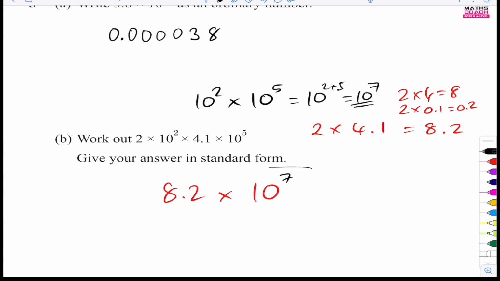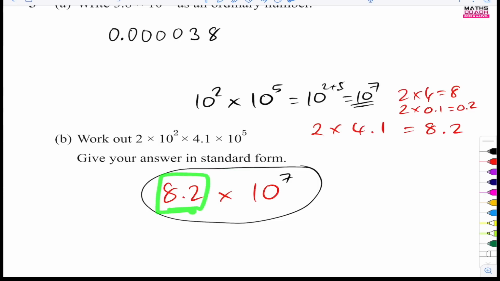So it's going to be 8.2 times 10 to the power of 7. Our answer is in standard form. Just in case it's not, we might need to make some changes, but this number has to be between 1 and 10. And it is. So 8.2 times 10 to the power of 7.